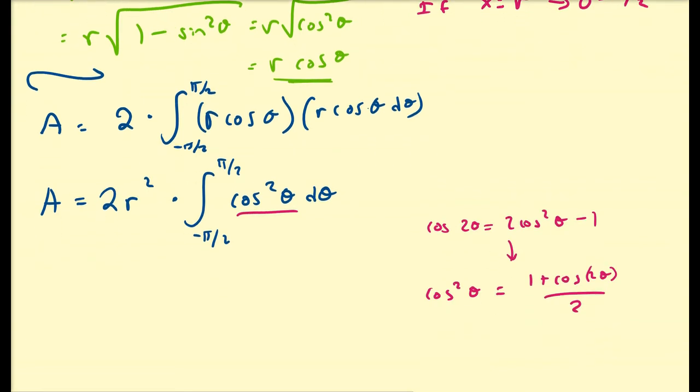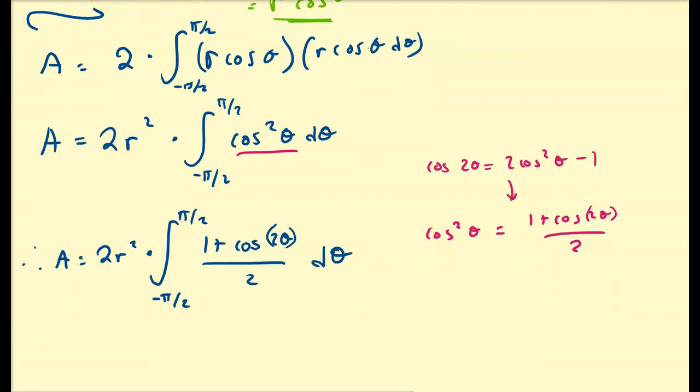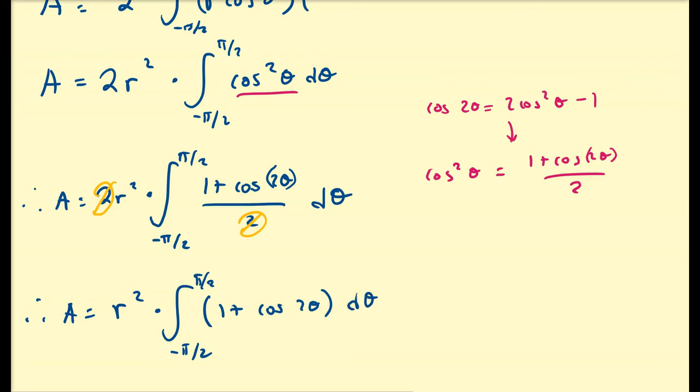Alright, so that means the area of the circle is going to be 2r squared times the integral of minus pi over 2 to pi over 2 of 1 plus cosine 2 theta all over 2 d theta. Alright, so our 2's will cancel from one another. So we have A is going to be equal to r squared times the integral from minus pi over 2 to pi over 2 of 1 plus cosine 2 theta d theta.